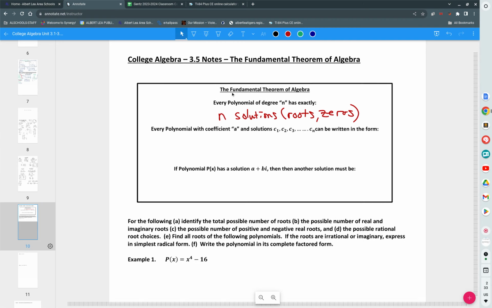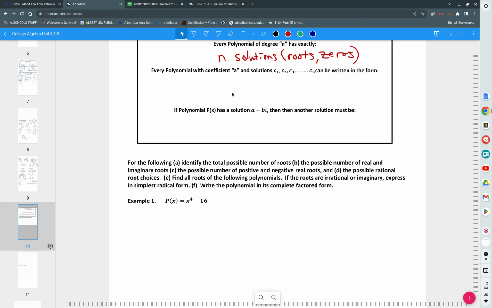So to kind of write this out, you have x to the fourth power minus 16. How many solutions will that have? 4. Okay, they might be imaginary, they might be real, but it has 4.